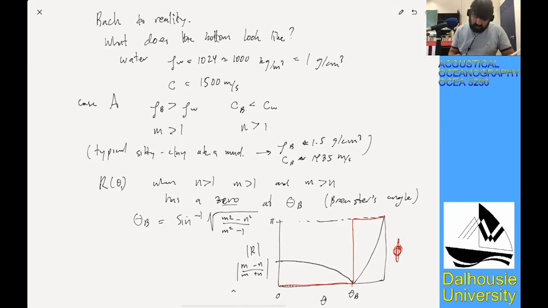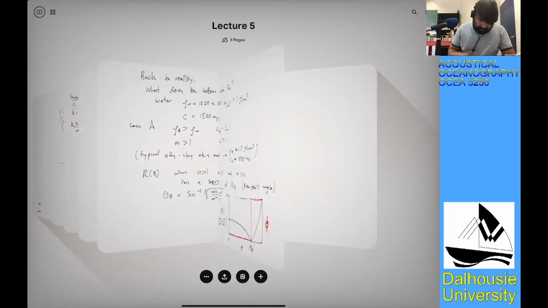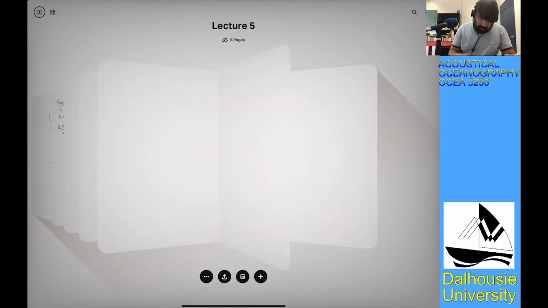All from that simple expression. I think I need a new page. Okay, so let's go to case 2 now. So we had the muddy case, where the density is higher and the sound speed's lower. Case 2, I'm going to call it case B. Now we're going to say density's higher, and sound speed in the bottom is higher.